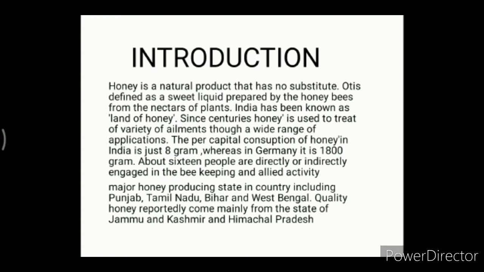The per capita consumption of honey in India is just 8 grams, whereas in Germany it is 1800 grams. About 16 people are directly or indirectly engaged in beekeeping and allied activity. Major honey producing states in the country include Punjab, Tamil Nadu, Bihar and West Bengal. Quality honey reportedly comes mainly from the states of Jammu and Kashmir and Himachal Pradesh.